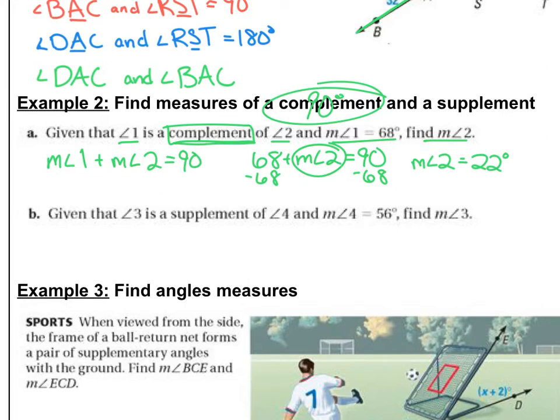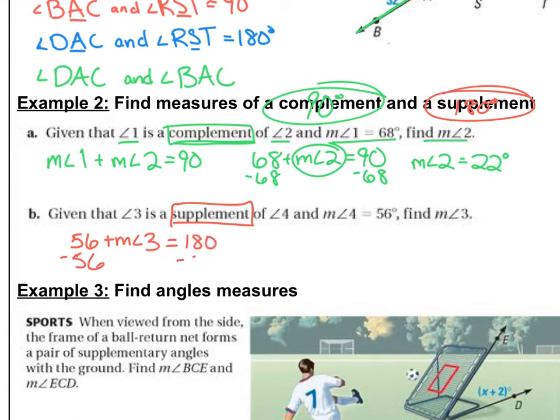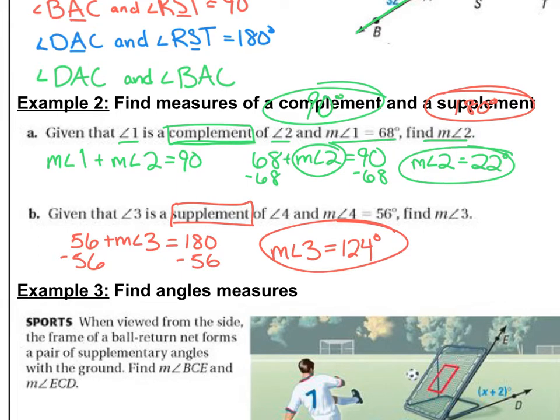Okay, so basically it's kind of like what we've been doing with the segment addition and the angle addition, is when we have the entire thing, in this case 90, and we have part of it, we subtract to find the other part. So now we're going to do the same thing, except now we're talking about the supplement. And again, supplementary means 180 degrees. So I'm just going to say 56 plus the measure of angle 3 is equal to 180 degrees. Subtract 56 on both sides. We get the measure of angle 3 equal to 124 degrees. So just some simple subtraction to figure out the complement or the supplement.